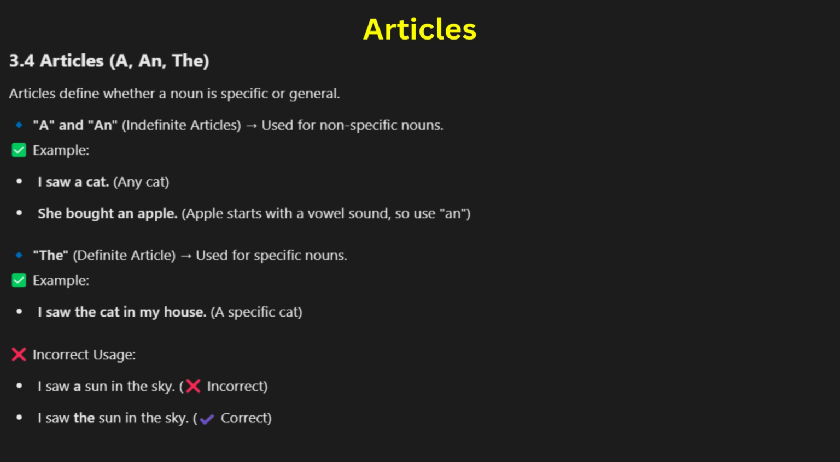So now articles. Articles define whether a noun is specific or general. Means 'a' and 'an' are used for non-specific singular nouns: a laptop, an engineer, while 'the' is used for specific nouns, means the project, the solution. 'An' is used before vowel sounds, means an hour, an honest person, but not necessarily before vowel letters: a university, a useful tool, you can say. Omitting articles can create incorrect sentences. Means "I saw cat". It should be "I saw a cat".